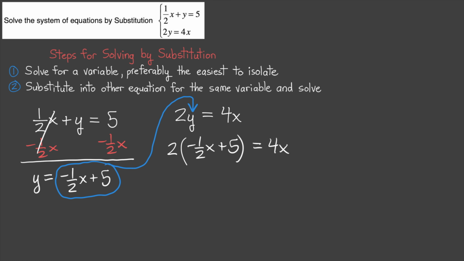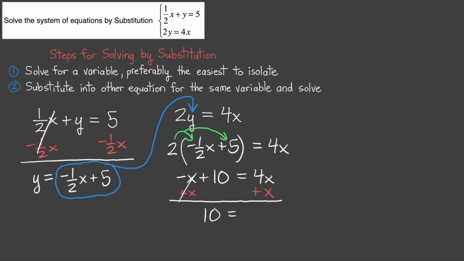So let's distribute this 2 to both of these terms here, and then we will solve. So we have 2 times negative 1/2 x. The 2's cancel. I get negative x left over. Then we have 2 times 5, which is just positive 10, equals 4x. All right, next let's move this x to the other side to gather all the x's together. So since it's negative x, we're going to add x to both sides. The x's cancel. We have 10 equals 4x plus x, which gives us 5x.